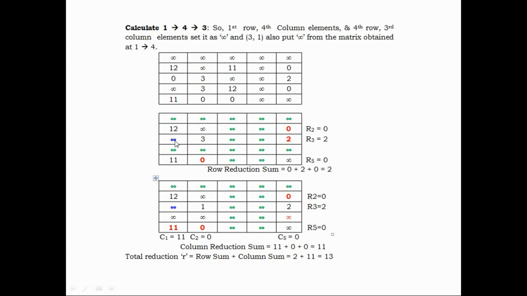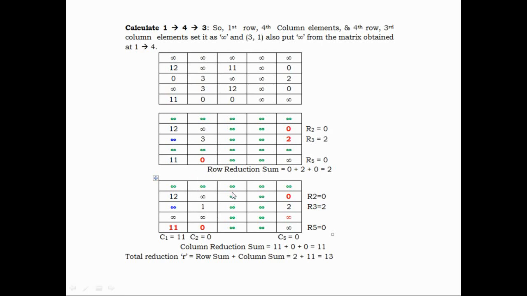Now here in the third row, the minimum element is 2. That is row reduction sum, here it is 2. And subtract that 2 from all the elements of that row. Now we are getting this one.